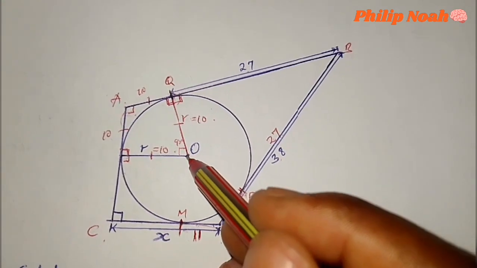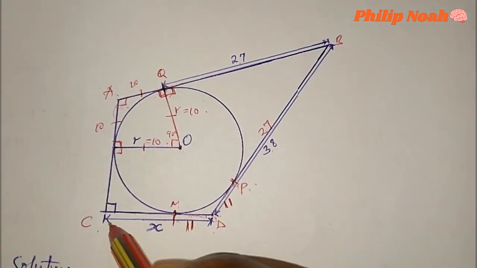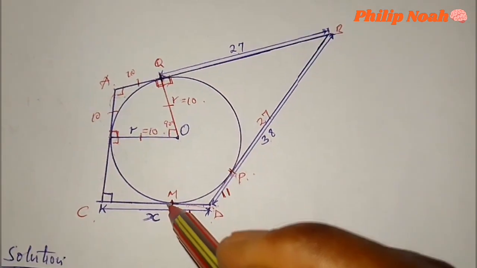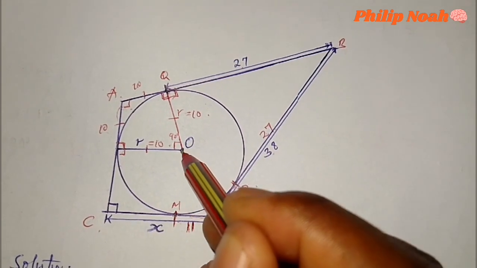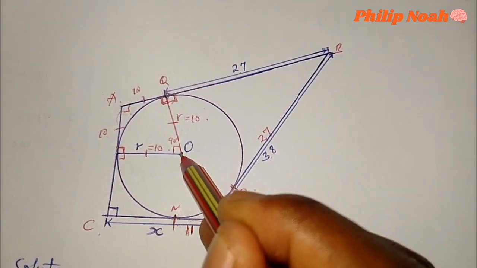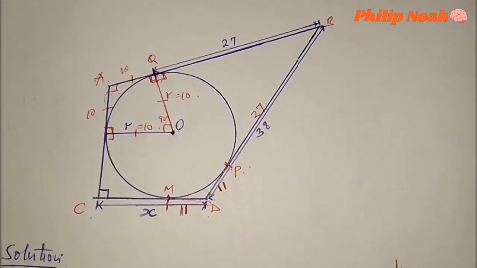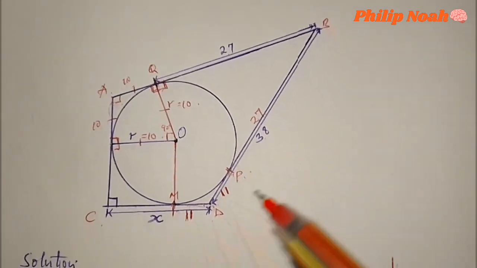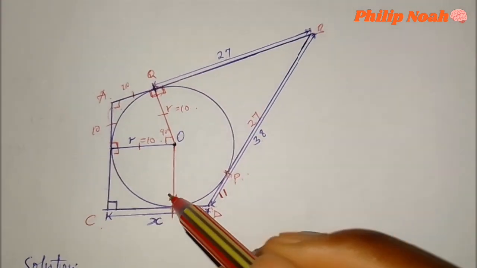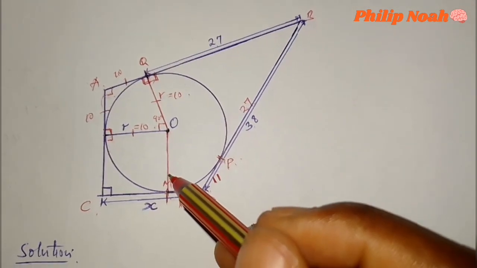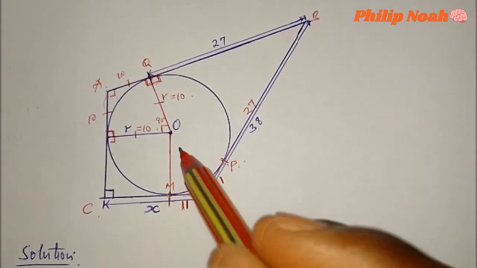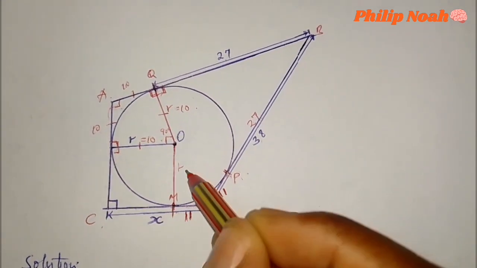After that, we shall also drop the radius from this point to meet this line CD at M. We shall drop from point O, that's the center of the circle. Applying the same property that a tangent is perpendicular to the radius drawn to the point of contact. This is the radius R and it is 10.